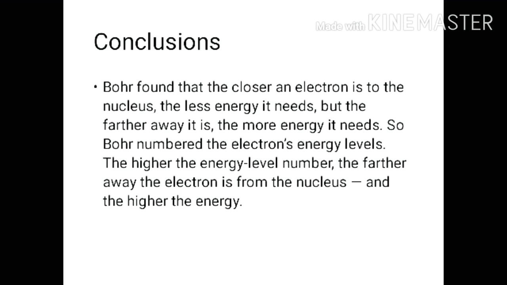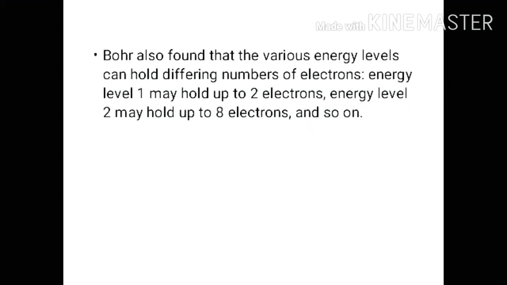Bohr found that the nearer an electron is to the nucleus, the less energy it needs, and vice versa. So Bohr numbered the electron's energy shells. The higher the energy level number, the farther away the electron is from the nucleus. Bohr also found that various energy levels can hold different numbers of electrons. For example, energy level 1 may hold up to 2 electrons and energy level 2 may hold up to 8 electrons, and so on.